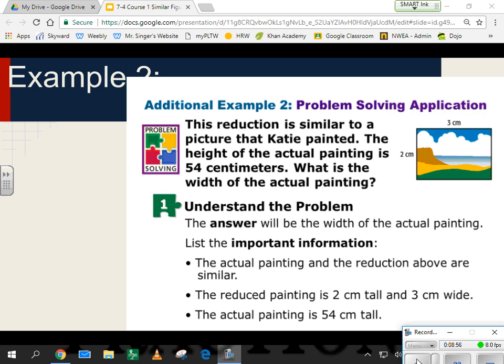Now, let's look at this word problem, kind of work our way through it. If we look at this, we're looking at similar pictures, but they're proportionate. So it says the reduction is similar to a picture that Kate painted.